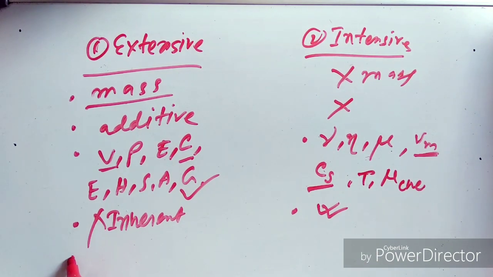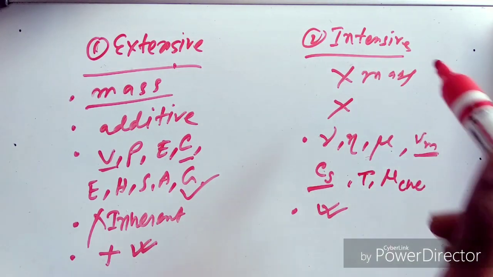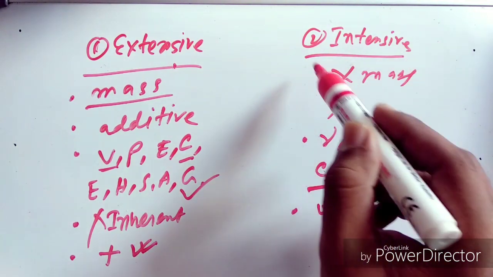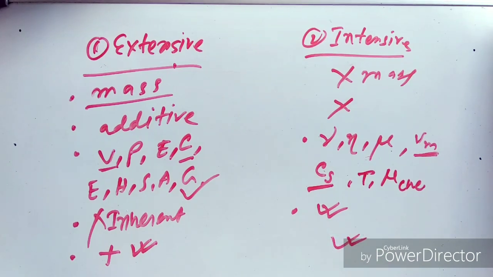The last point: if we sum extensive properties, we get an extensive property. But if we take the ratio of extensive properties, the property generated will be intensive. So the sum of extensive properties is extensive, but the ratio of extensive properties is intensive. The sum or ratio of intensive properties is always intensive. Remember this last point. So this is about the system with intensive and extensive properties.